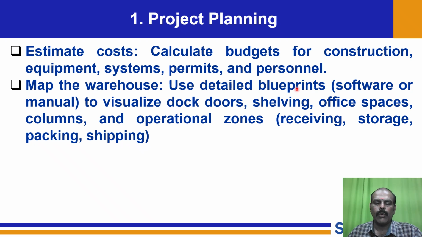So the final requirement has to be given so that we can go ahead with planning of further things, that is dock doors, shelving, office spaces, columns and operational zones, receiving, storage, packing, shipping, because these things are clearly emphasized or specified in the blueprints. So that has to be carefully given. Based on that, even the estimation activity is possible.